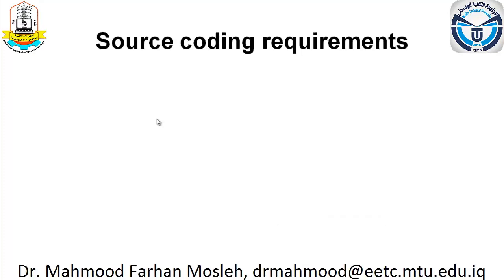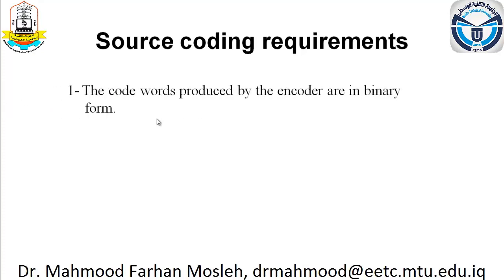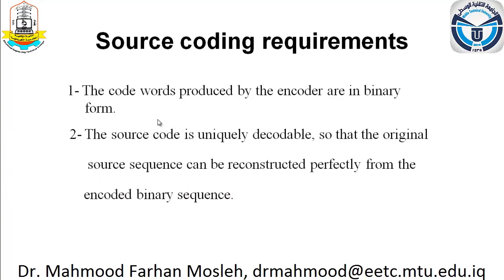The source code requirements are, first, to reduce the redundancy from the data rate, but the output of the encoder must be in binary form. The second one is that the source code must be uniquely decodable so that the original source sequence can be recovered.